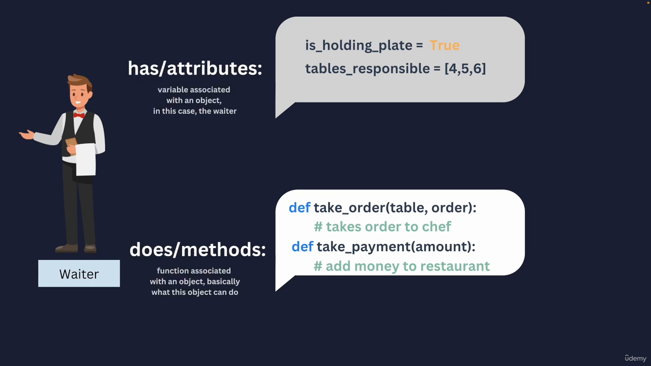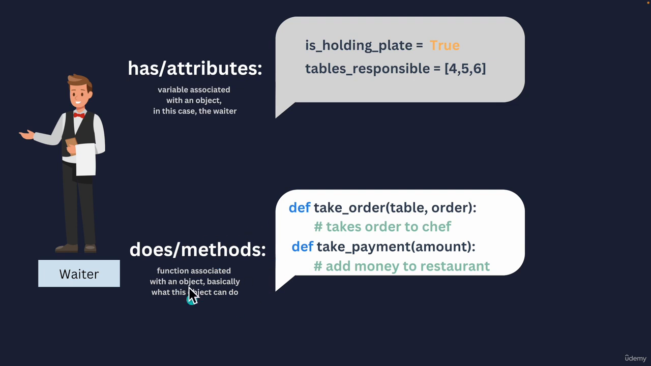I want to talk about the programming term for this, because moving forward, we're going to be mentioning it this way. What it has is an attribute. An attribute is essentially a variable associated with an object, in this case, the waiter. Our waiter is holding a plate, and it has some tables that they're responsible for. So these are the attributes of this waiter, right?